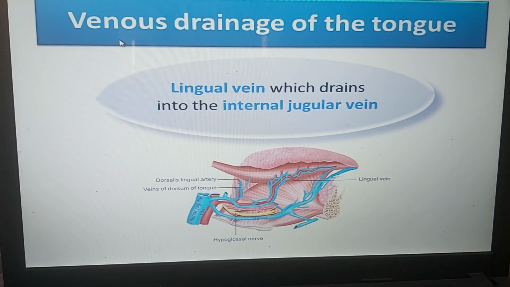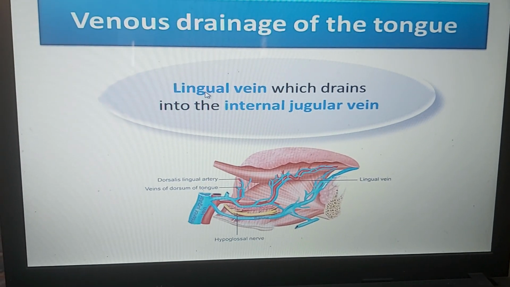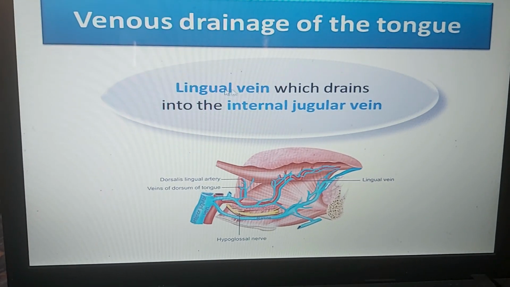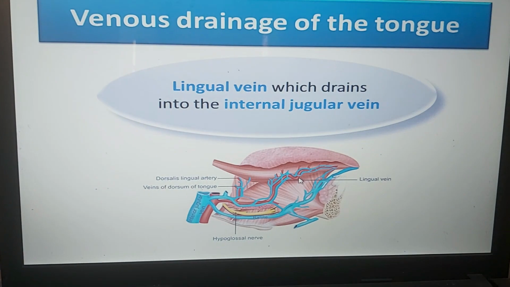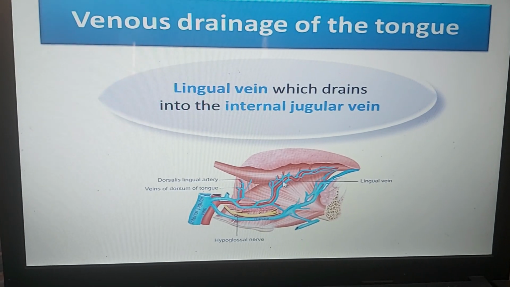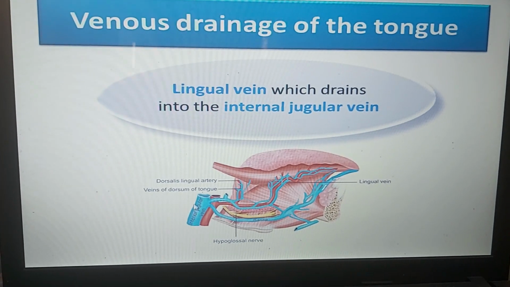Now about the venous drainage of the tongue. The lingual vein drains into the internal jugular vein. This is the lingual vein, and it drains into the internal jugular vein.